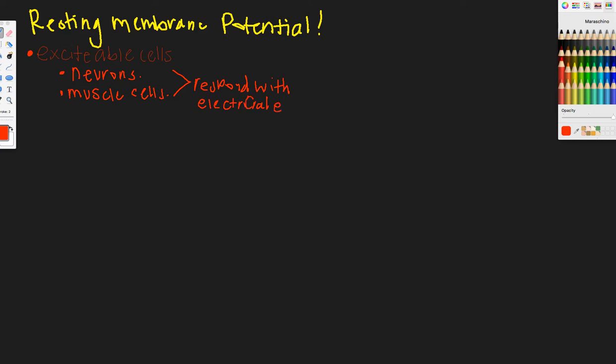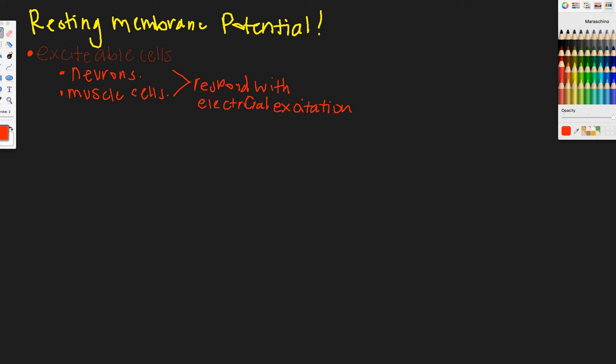Electrical. Respond with electrical excitation. So when we talk about the resting membrane potential, what we're talking about is a deviation from a resting state. If the cell is excited, it can respond with electrical excitation.